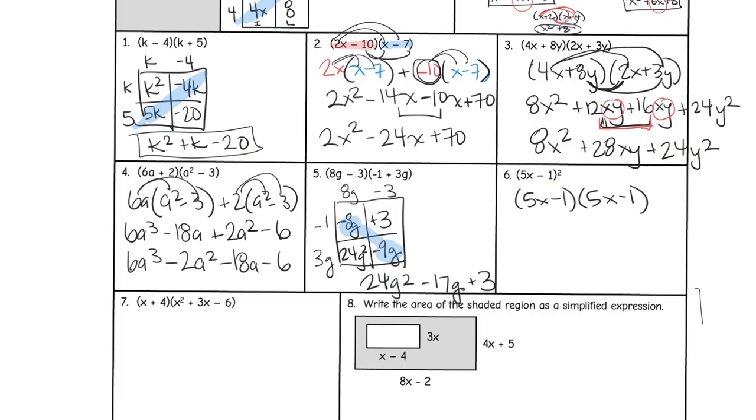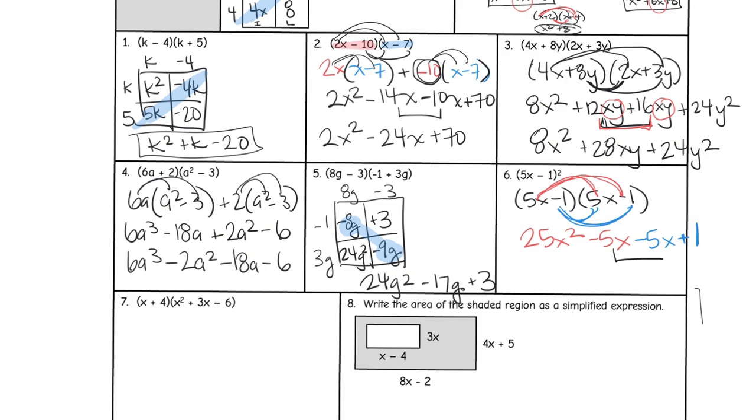Okay, so I'm going to need to FOIL. I'm going to do the FOIL method, so I'm not going to write out the whole distribution, but I'm going to multiply the 5x to both terms, and I'm going to multiply that negative 1 to both terms. Okay, so when I do the first one, 5x times 5x, that gives me 25x squared. When I do 5x times negative 1, I'm going to get minus 5x. When I do negative 1 times 5x, that's also going to be minus 5x. And then negative 1 times negative 1 is a positive 1.